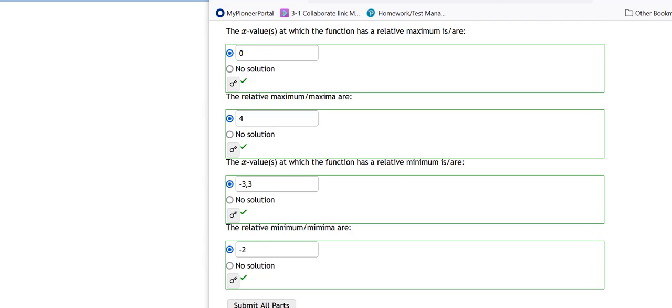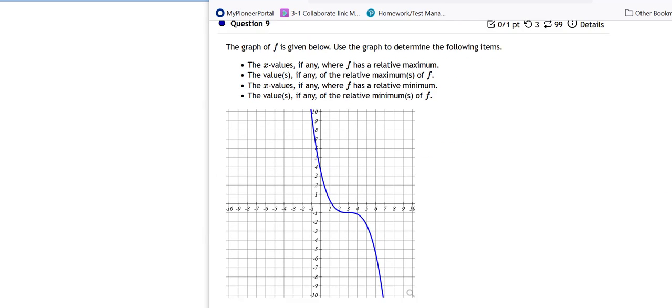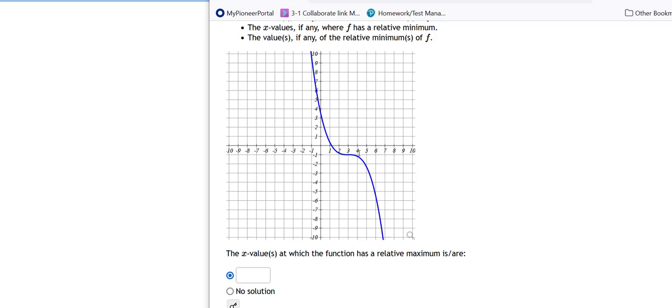Right, and then I wanted to backtrack to problem 9. This one, don't be tricked by it. It doesn't actually have a relative maximum because this is continuing down. It's not like a hump, right? It's continuing to go down. So this one does not have a relative max or a relative min. So does not exist.